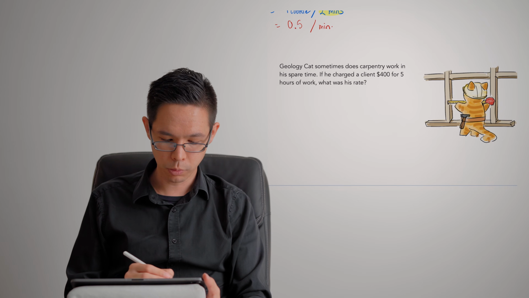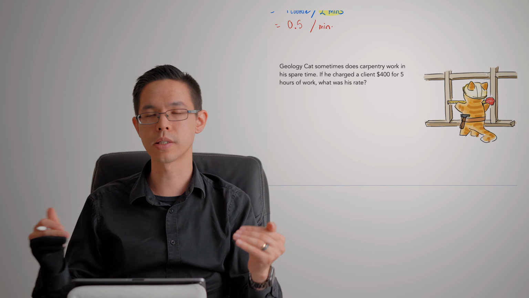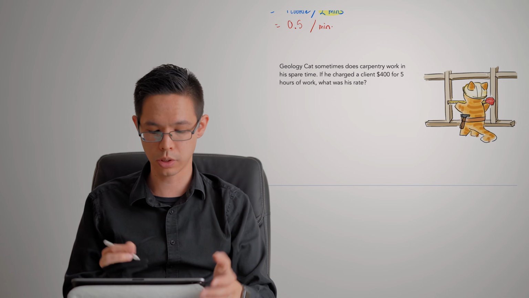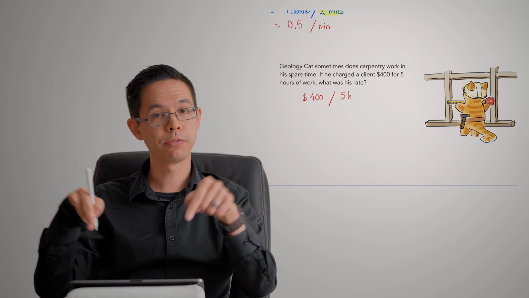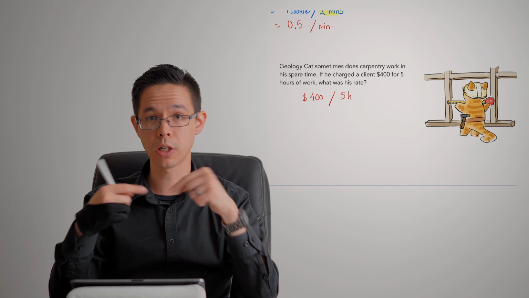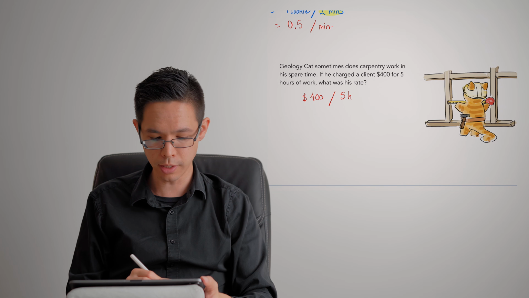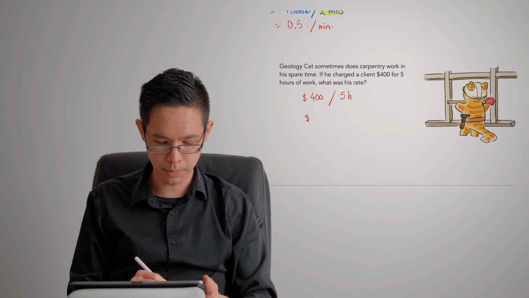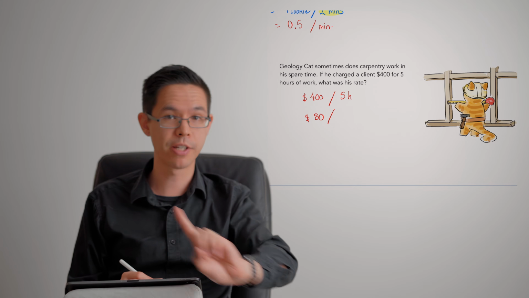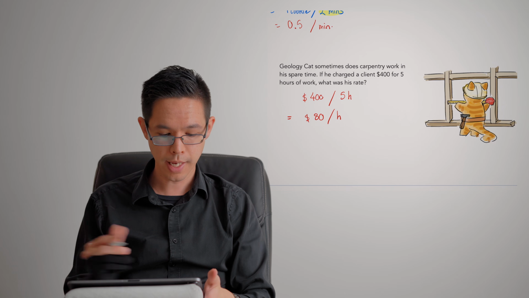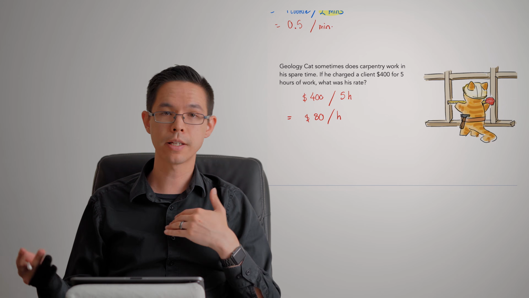So let's look at what we've got here. We've got 2 units that are different from one another. So we know that's a clue for rate. $400 per 5 hours of work. I can simplify this down by dividing both sides by a common factor. So let's divide them both by 5. 400 divided by 5 gives me $80. 5 divided by 5 is 1, and that 1 has now become invisible because it's part of the denominator. This cat has been charging his client $80 per hour.